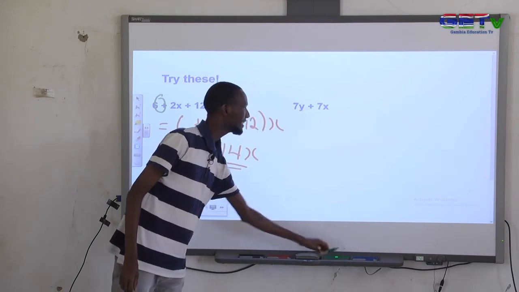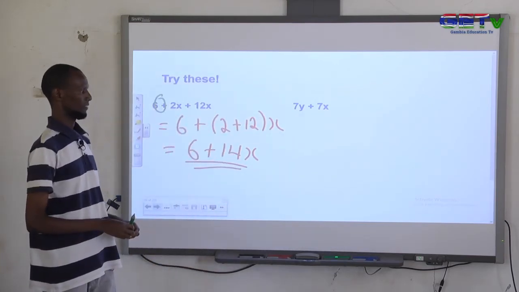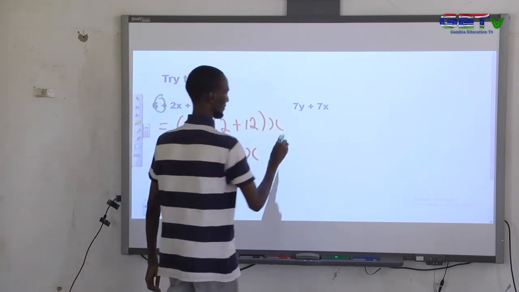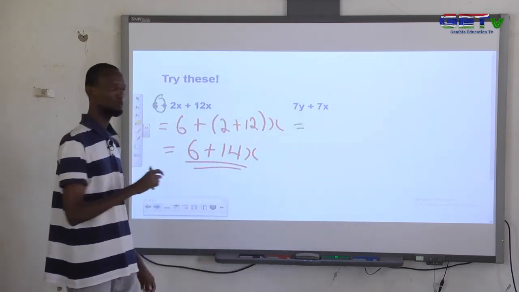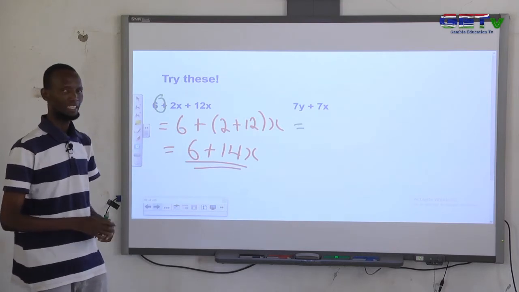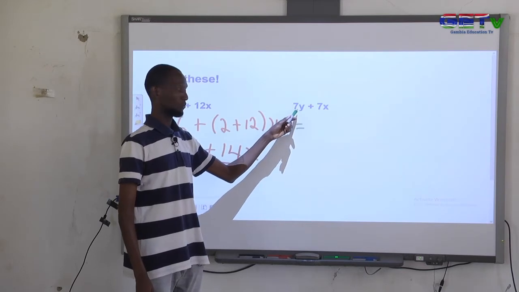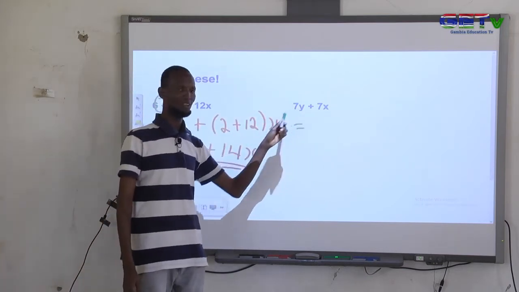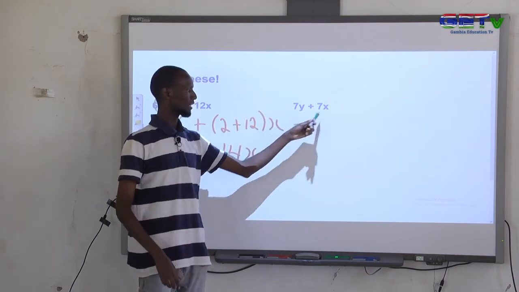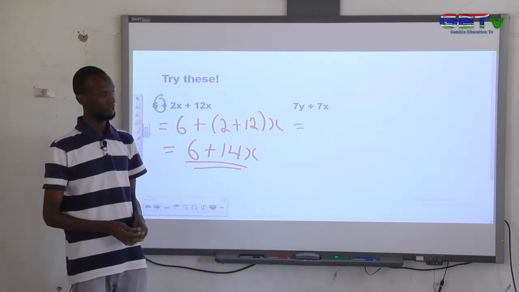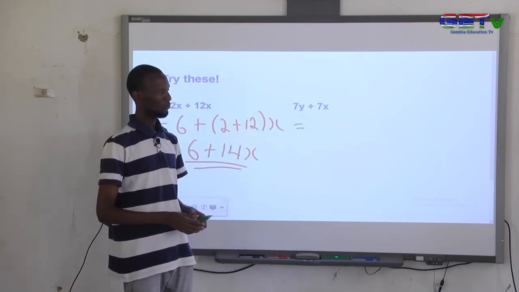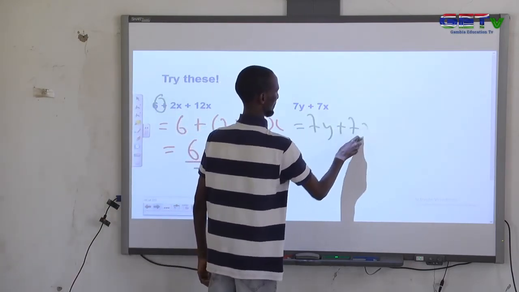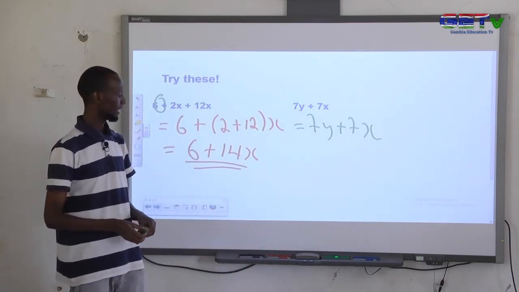Now, how about the second question? 7y plus 7x. Always, before you start calculating, determine first, are those two terms like? And clearly we can see the 7y, the variable is y, and the 7x, the variable is x. Those are two different variables. So these are not like terms. And when terms are not like, we cannot add them, also we cannot subtract them. So these two terms cannot be added. So the answer to 7y plus 7x would be 7y plus 7x. You can't add them because they are not like terms.